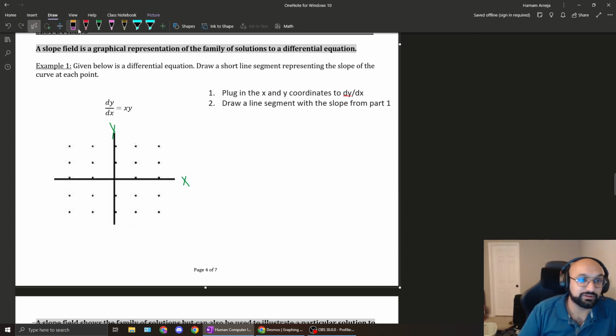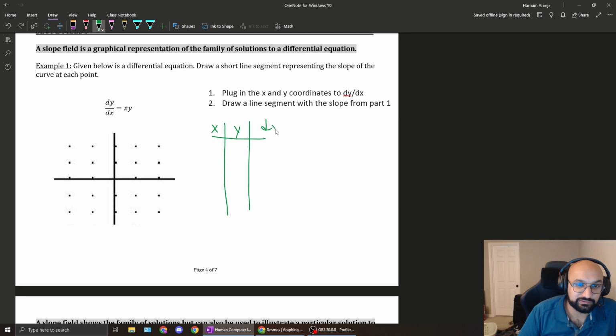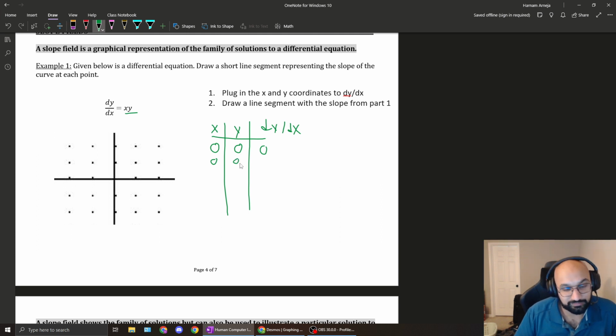For example, let's plug in the values 0 and 0. When you plug in, so here, let's do it this way. We'll do x and y and dy/dx. You don't typically have to make a table. I'm just doing it for illustration purposes. dy/dx at 0, 0 is 0. We also know that if x is 0 and y is literally anything, it's going to be 0. As well as if y is 0, and x could be anything. Like, you know, all these combinations are going to be 0 because of the product being 0.